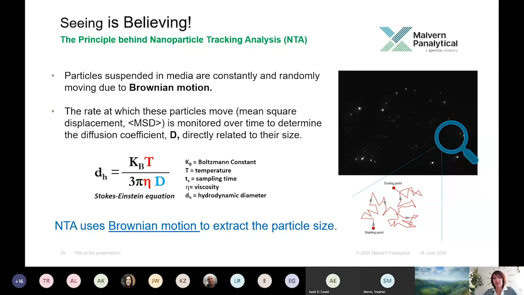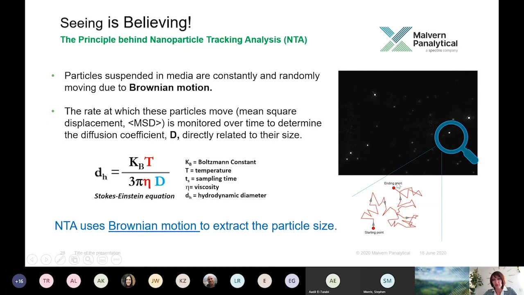Just a note here that the particles we see are not directly seen by the camera. They're too small to be seen by the camera. But what we're seeing here are points of scattered light that are detected by the camera and they're moving by Brownian motion. So contrary to DLS, we won't measure the direct intensity of this light scatter. What we will do instead is follow the movement of those particles.